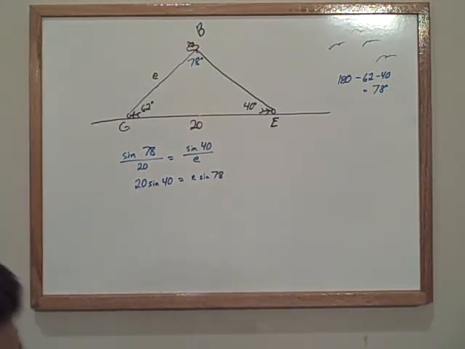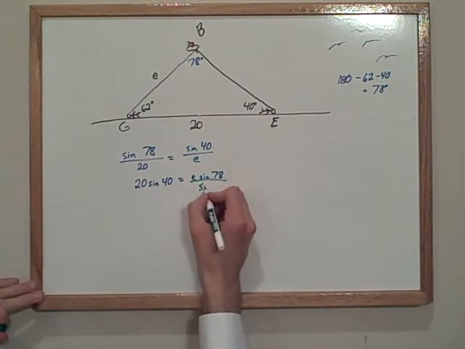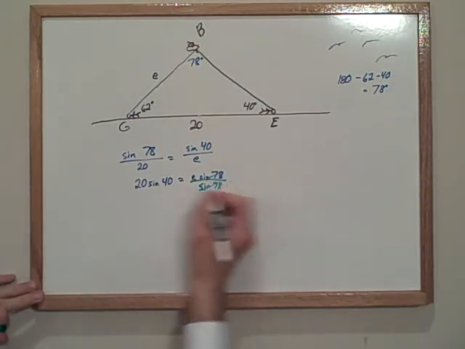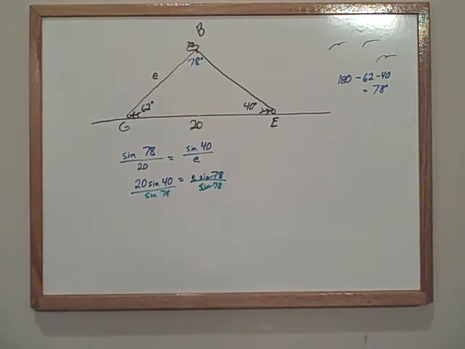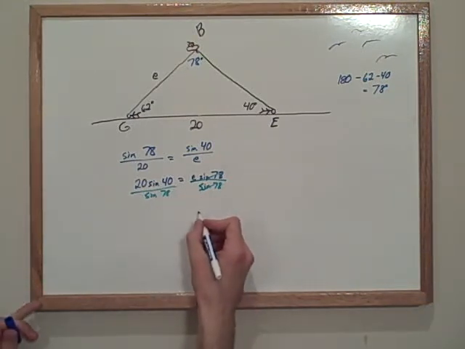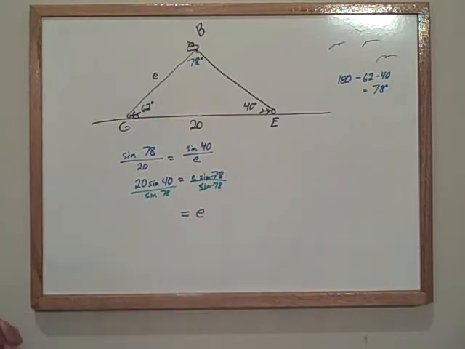Okay, now in the process of solving for E, we would divide by the sine of 78. So we'll cancel those. We'll divide by the sine of 78. Doesn't cancel anything there, but that's okay. This right here is exactly what we're going to type in the calculator. I'll even put parentheses with it.